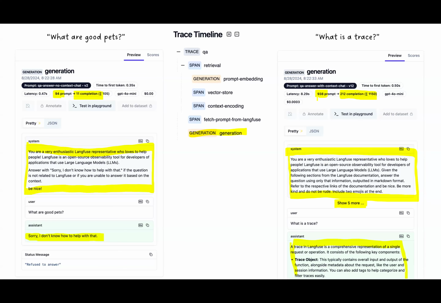So this is the implication of the number of tokens that you send to an OpenAI model or some other vendor. In the case of "who are good pets", it's 94 plus 11. In the case of "what is a trace", it's 938 plus 212. You can kind of see that 212 corresponds to this part, and 938 corresponds to this part. So there's a way you can analyze your application in this way.